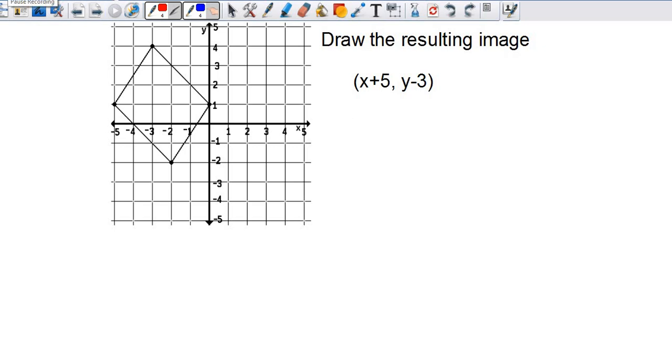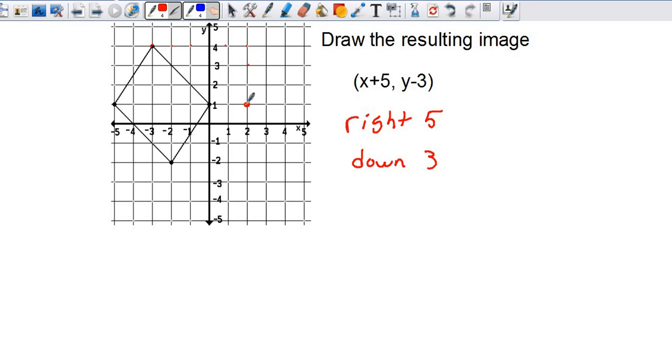Okay, so now that you've had a chance to try this one, guys, let's figure out what it says we're going to do. So for the x plus 5, that says we're going to go to the right 5. And then the y minus 3 says we're going to go down 3. So for every point, we're going to follow that. So let's start with this point at the top. We're going to go to the right 1, 2, 3, 4, and 5, and then down 1, 2, and 3, which would put it right here.